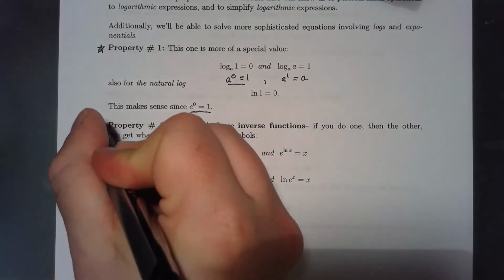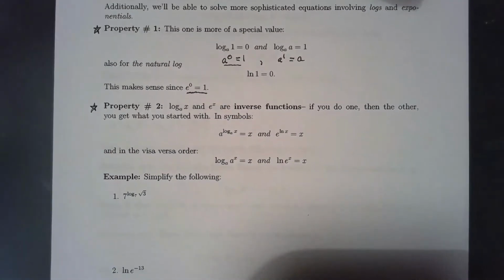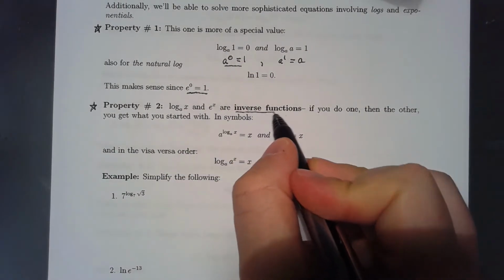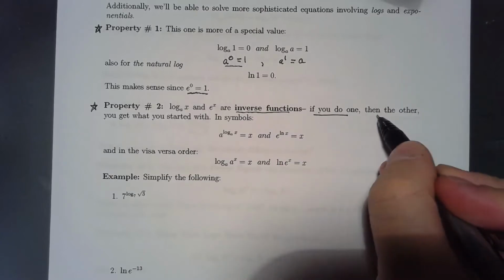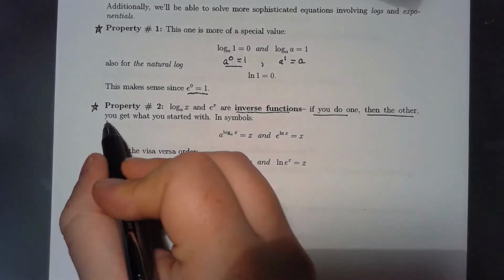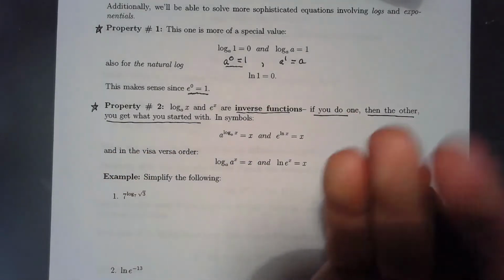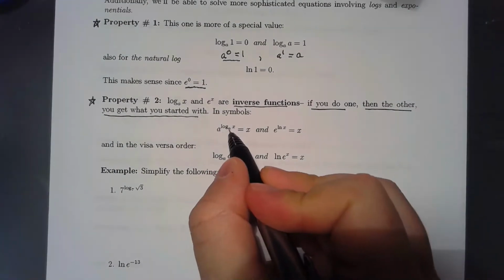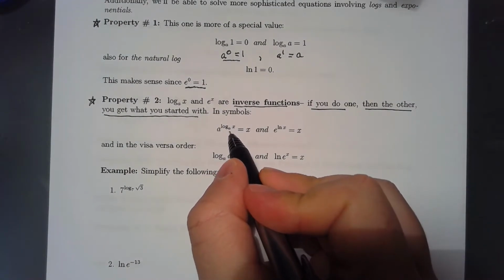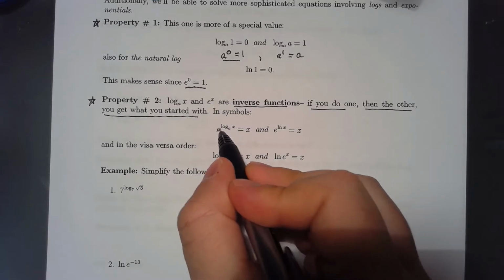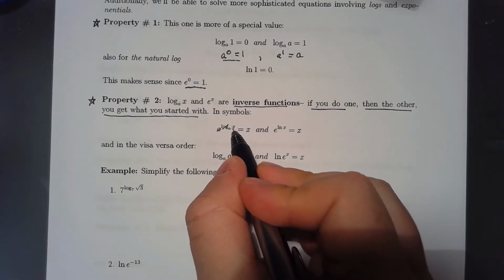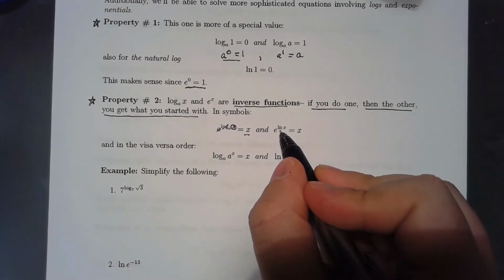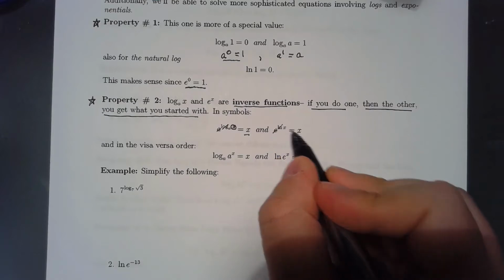Property 2. Since logs and exponentials are inverse functions, if you do one and then the other simultaneously, you get what you started with. In other words, they cancel each other out, right? So if you have a base of a raised to a logarithm of base a, of the same base, basically, they cancel each other out, and you're just left with x, which is right here. If you have e to the natural log of x, the e and the ln cancel out, you're just left with x.